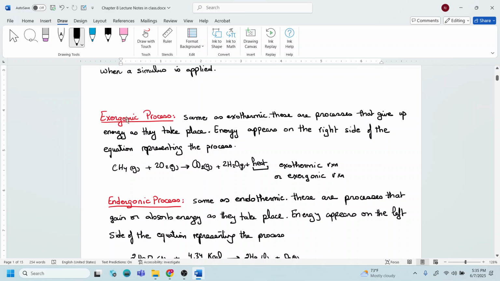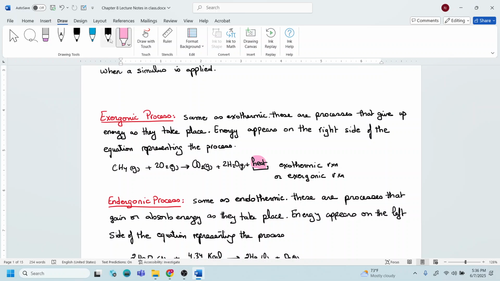Another term is exergonic process. So exergonic process, this is similar to exothermic. And we know that with an exothermic reaction, the system releases heat. So heat appears in the product. These processes take place when heat is liberated or heat is given up. And you can easily see that heat appears on the right side of the chemical equation.